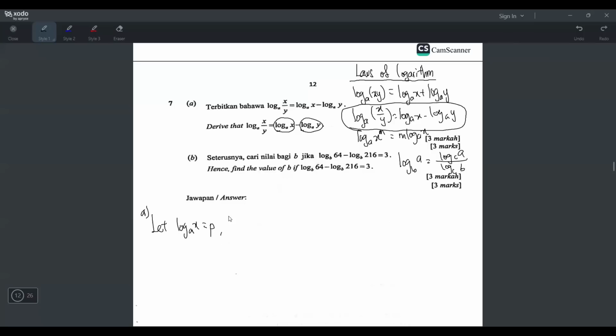And then the other one also, log ay, and this is also for you to decide. You can put anything you want. I'll just put q. Okay. So now I change this to p and q.